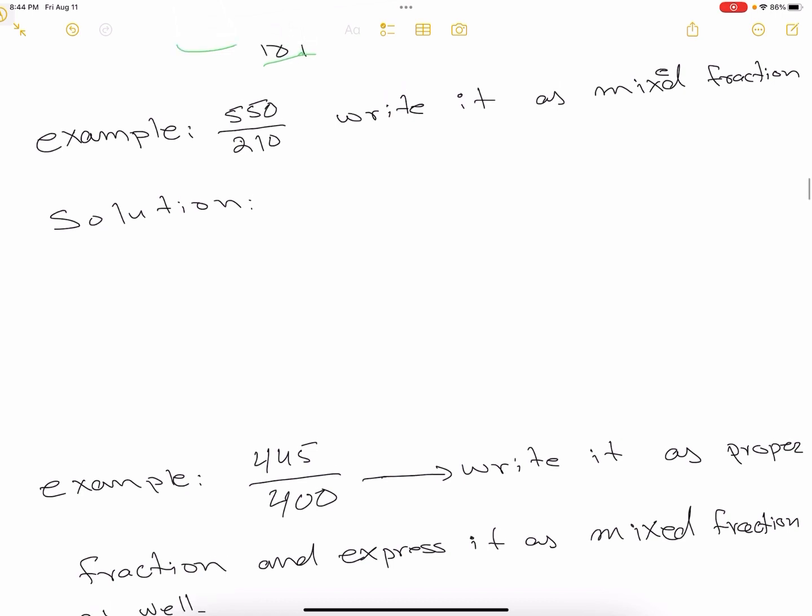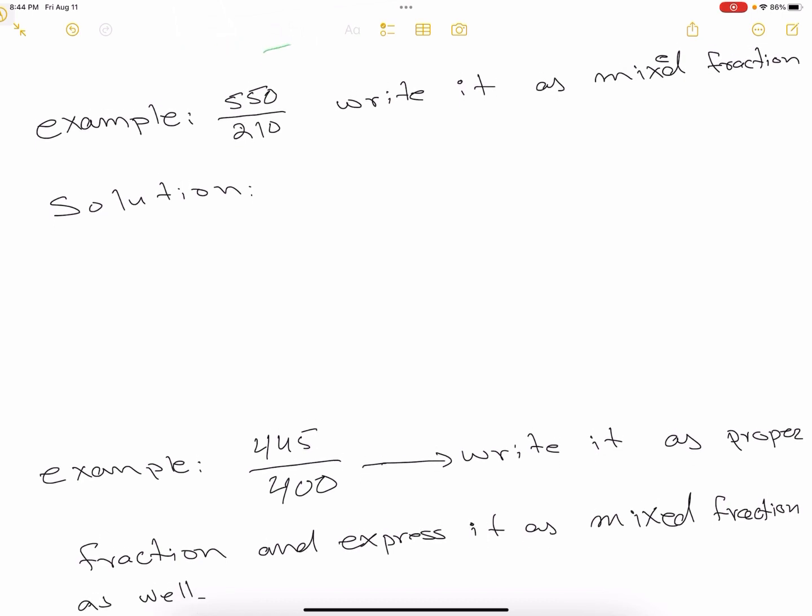An example is given here. 550 divided by 210. Write it as a mixed fraction. So let's do the division here. 210. 550 divided by 210 goes 2 times. 2 times 0 is 0. 2 times 1 is 2. 2 times 2 is 4. We do the subtraction here. 0 minus 0 is 0. 5 minus 2 is 3. 5 minus 4 is 1. This is our remainder.